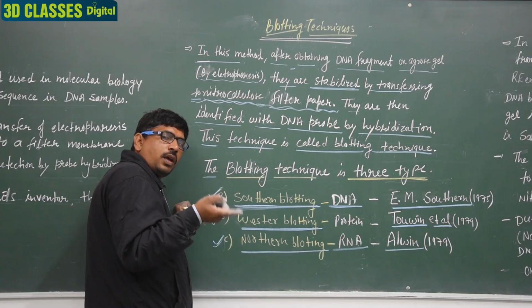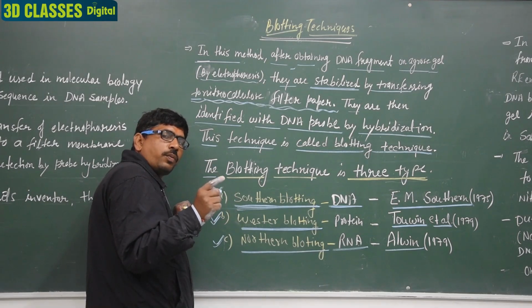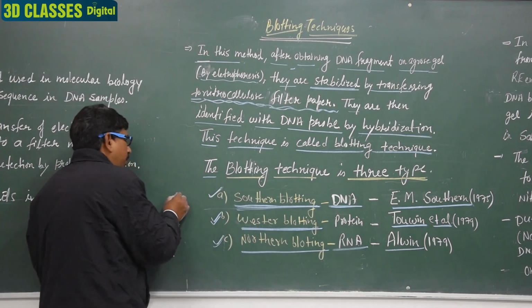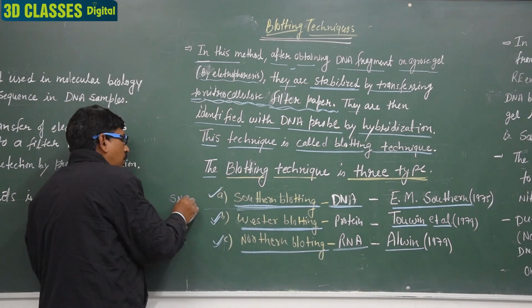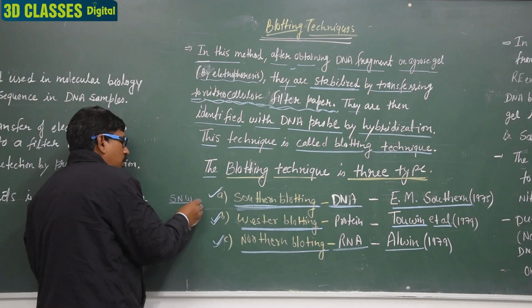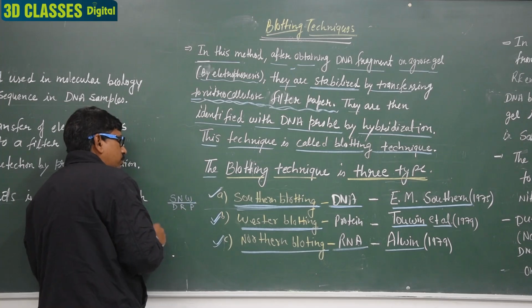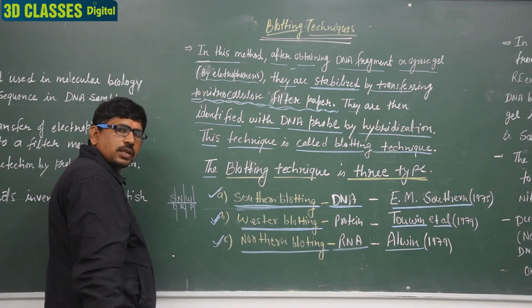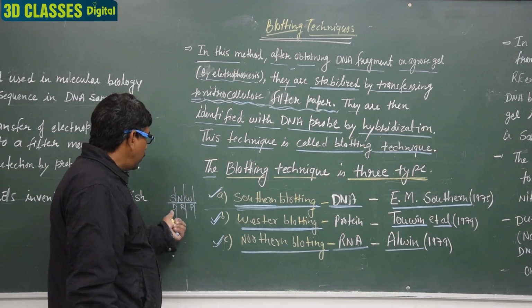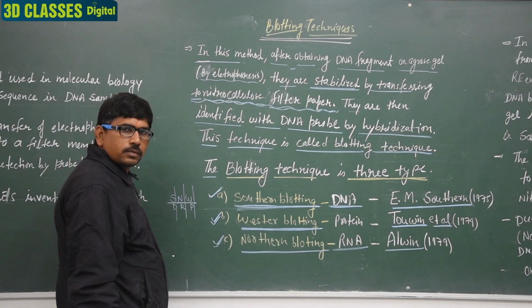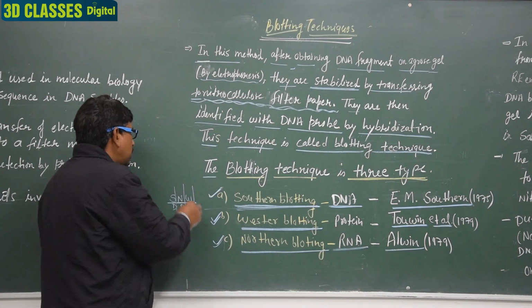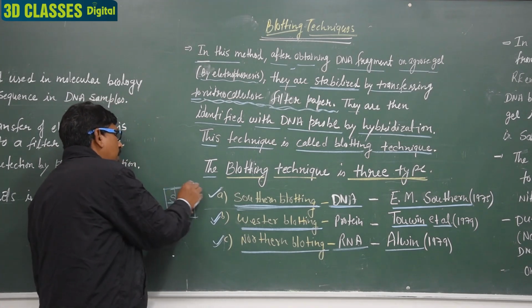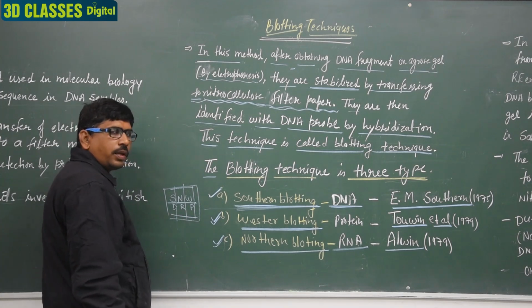So Southern blotting, Northern blotting, Western blotting. Southern for DNA, Northern for RNA, Western for protein. So here I mentioned a simple trick: Southern, Northern, Western. These are the three types of blotting: DNA, RNA, protein. S N W, D R P. Southern for DNA, Northern for RNA, Western for protein. Similarly, S N W, D R P. Clear? We have memorized it like this.